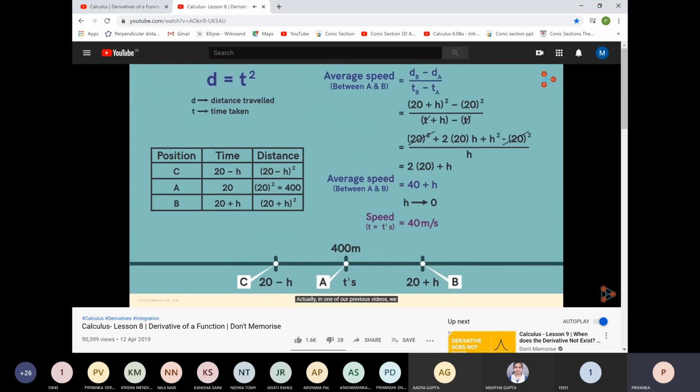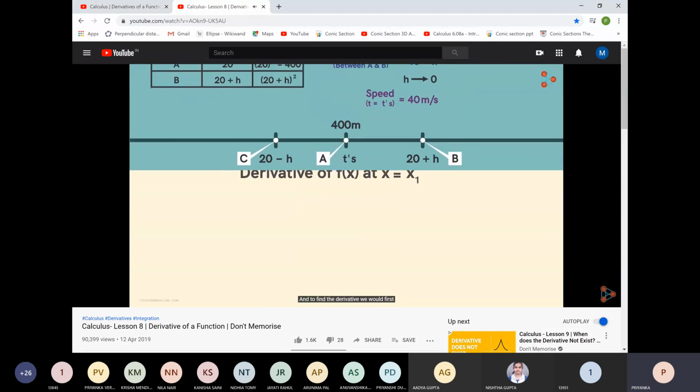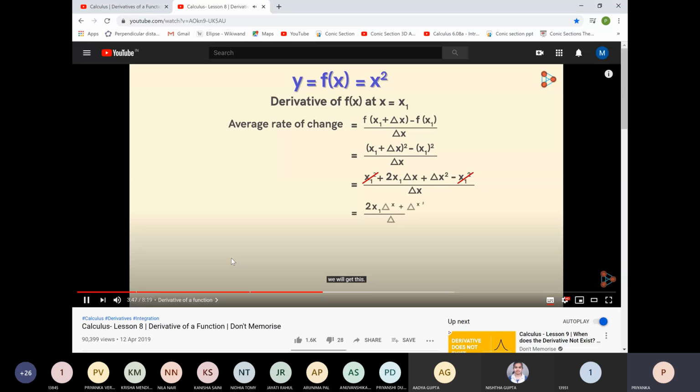Actually, in one of our previous videos, we found the answer to this. We had found the instantaneous speed of an object for such a relationship between the distance traveled and the time elapsed. To find the derivative, we would first find the average rate of change. That is, how the value of the function changes as the value of x changes by delta x. f of x1 plus delta x minus f of x1 will be equal to this. After expanding this term and simplifying, we will get this.